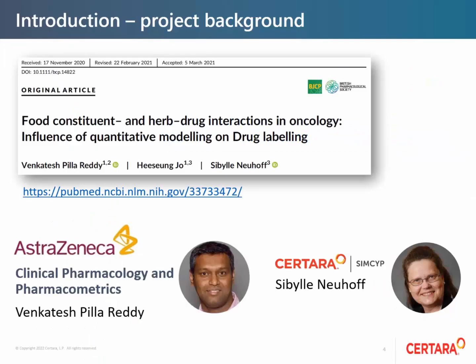There you go. And as mentioned previously, this work was done during my time at AstraZeneca as a final year student, and Venkatesh was my project supervisor at the time, and Sibylla also joined the project later on, since she was, of course, familiar with AstraZeneca, and she was also interested in the perpetrated interactions at the time. And as Ollie mentioned, the result of this project is already published. You can follow it through this link to check it out at your leisure.